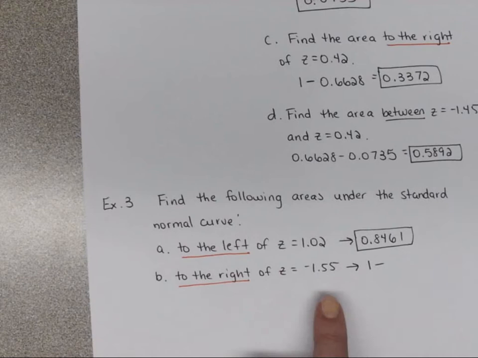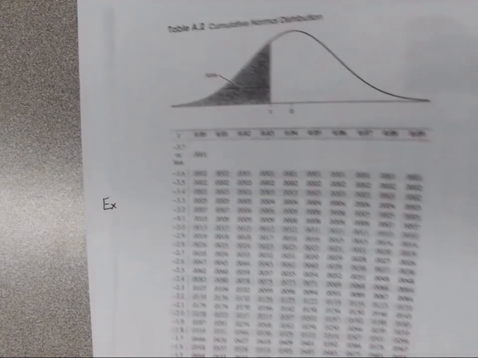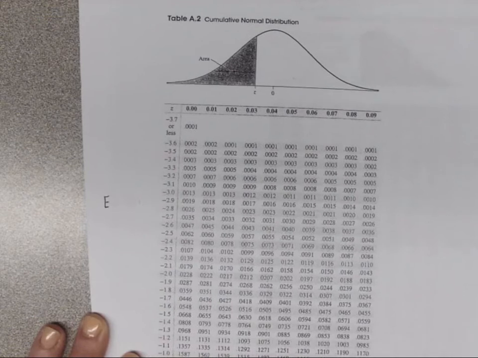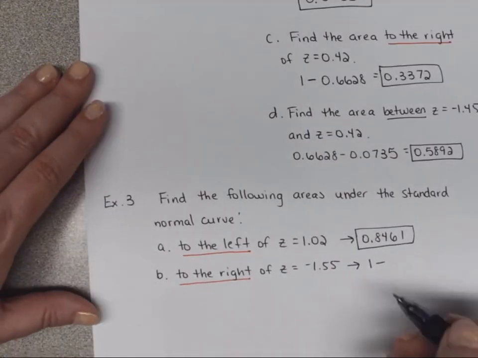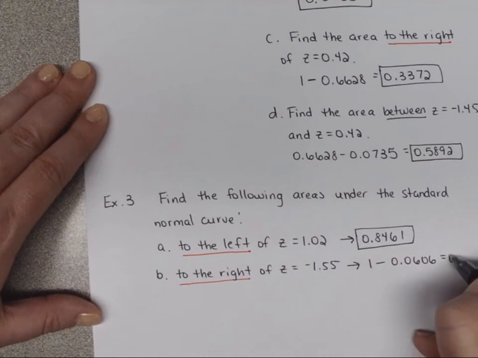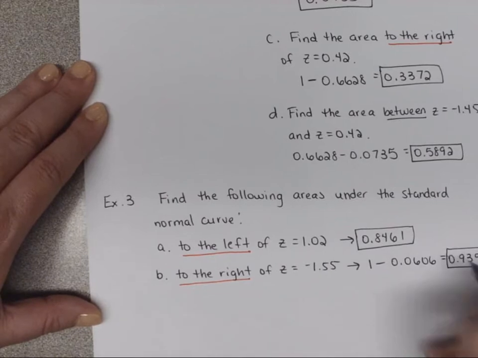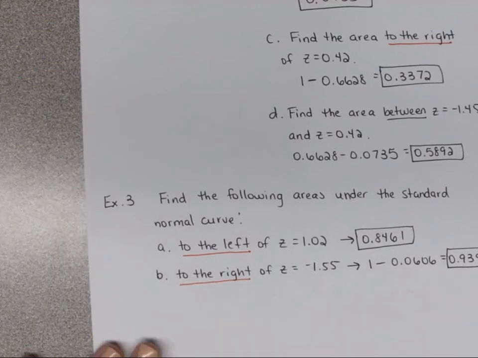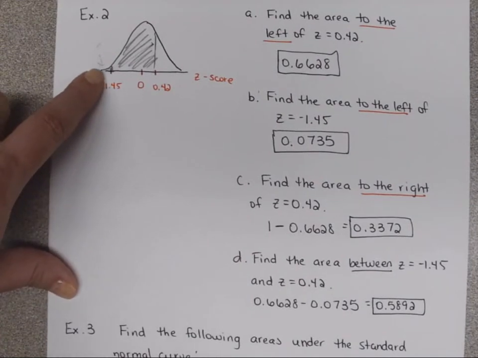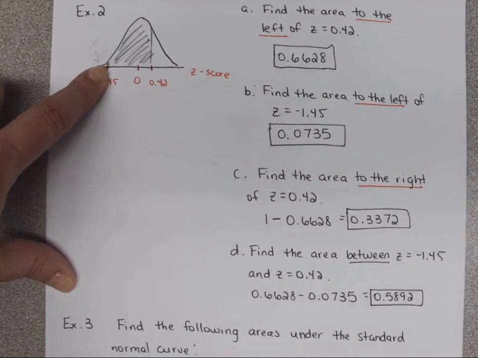Okay, so negative 1.55, if you take your chart back out again, find negative 1.5, and then scroll your finger over to the 0.05, and notice it's 0.0606, which is 0.9394 if you use your calculator. Okay, in other words, it's a pretty big possibility because remember, if you visualize that using this graph up here, everything to the right of negative 1.55 would include a whole big portion of this curve here.